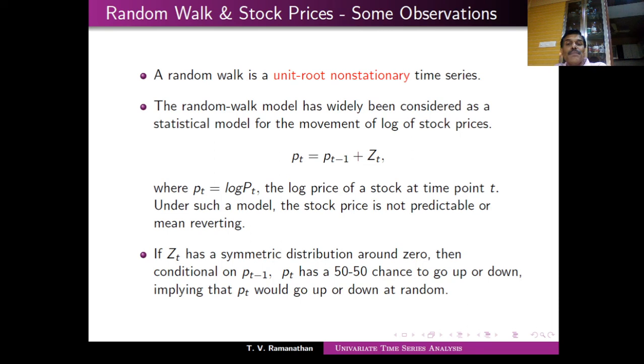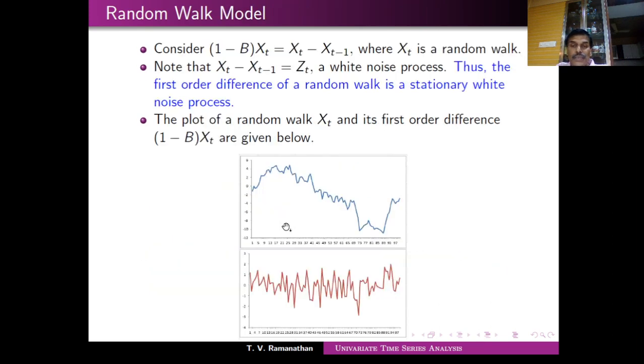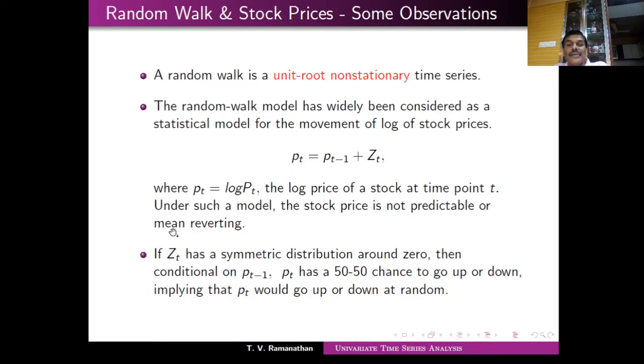This is how researchers initially started modeling stock prices. Because of the non-stationarity, we realize that the stock price is not predictable or mean reverting, because it doesn't come back. So how can you say what the expected value is? The expected value keeps on changing at every time point, so you can't really say that. Mean reversion doesn't happen.